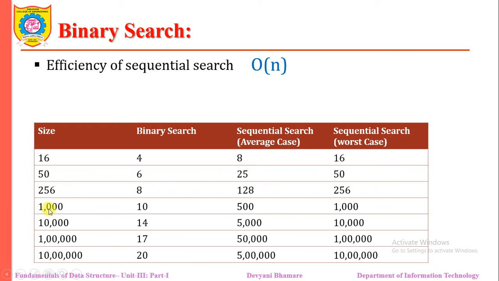Similarly, if there are 1000 elements, binary search takes only 10 comparisons. But in the case of sequential search, the worst case is 1000. So that's why we say that binary search is the fastest algorithm, whose time complexity is big O of log n.